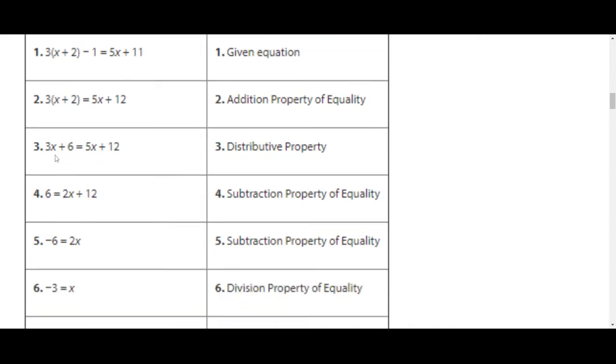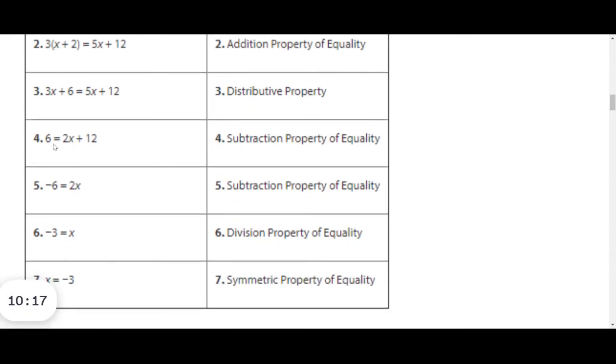Now suddenly go from this one to the next line. The 3x is gone. So they did minus 3x. And if you do minus 3x right here, what's 5x minus 3x? That'll be 2x. What says you can do minus 3x on both sides? Subtraction property. And boom, we're right here.